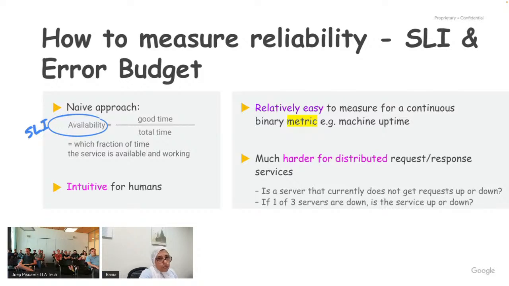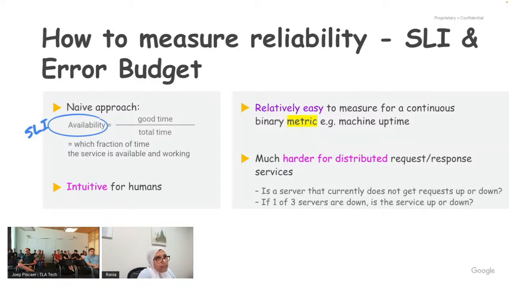So SLI is a service level indicator, a well-known example being availability. And there are a lot of methodologies for calculating the SLI. The easiest one could be, for example, good time over total time. So I can say, for example, the availability of a service could be measured by the machine uptime, okay? And this is definitely intuitive for humans. It's more understandable and easier to calculate, okay?